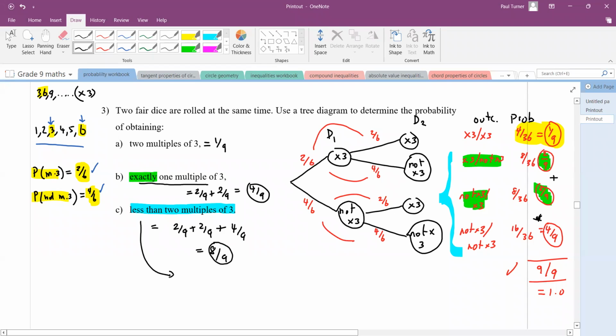Another way to do that could have been 1 minus the probability of 2 multiples of 3. You could have done it that way as well. So that would give you 1 minus 1 on 9, which is the first probability, which also gives you 8 out of 9 there. So that's another way you could approach that problem.